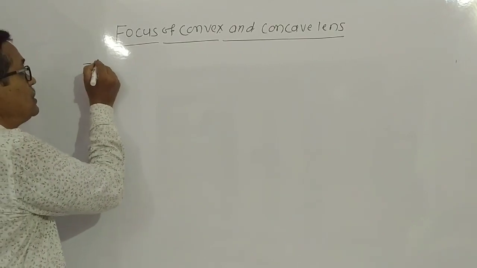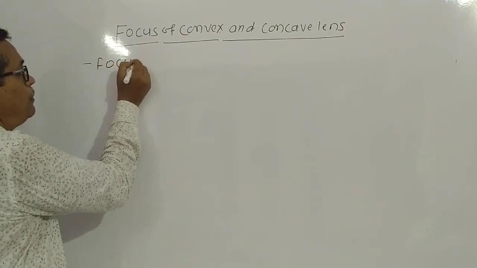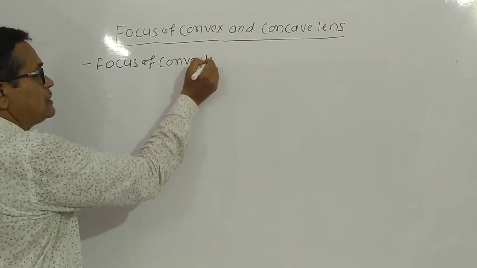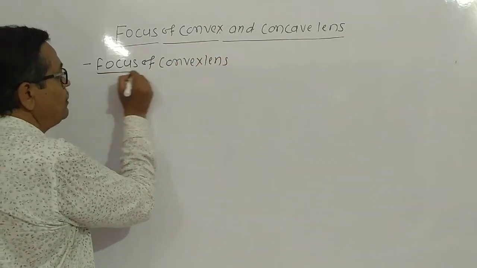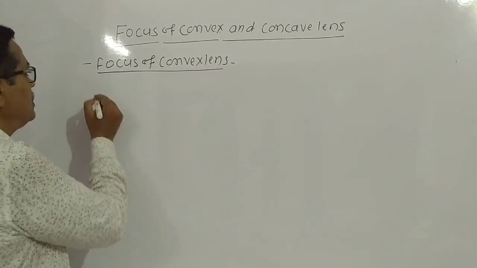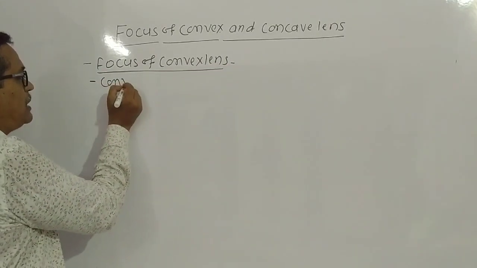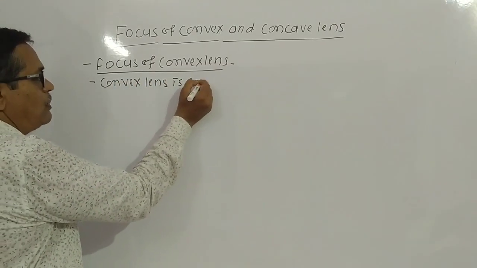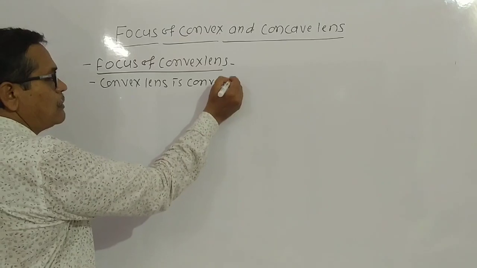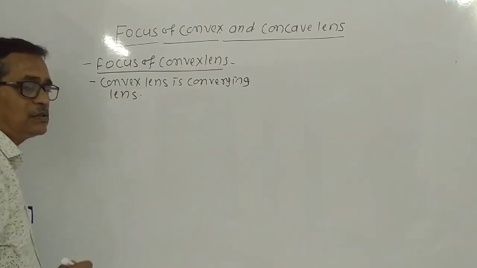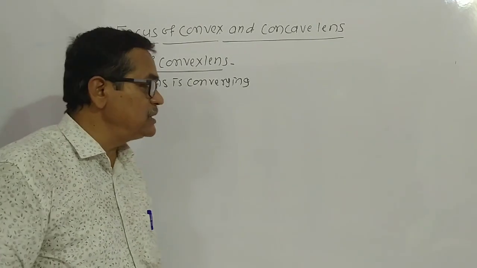Look here, firstly we study the focus of convex lens. How do we study the focus of convex lens here? Convex lens, look, that is a convex lens. Convex lens is a converging lens. What is the meaning of converging lens?